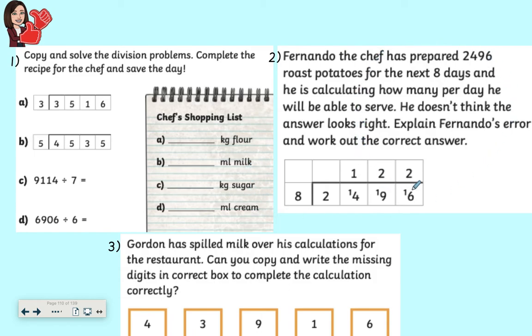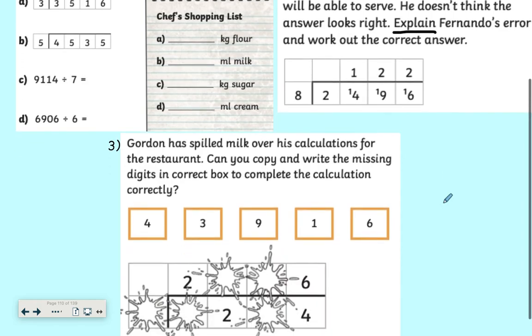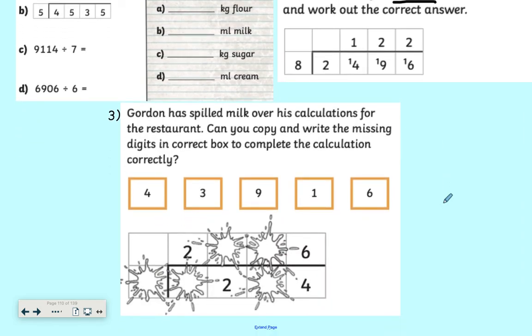This one, you are explaining Fernando's error. He may have made an error in his calculation. Can you correct that and explain for me using our stem sentences? And this one, Gordon has spilt milk all over his calculations, and you need to try and work out if you can make a calculation that makes sense with the numbers that we can just about see from his spillage. So you can only use these cards here. If you have a go at these questions, I'll be really super duper impressed. Okay, good luck.